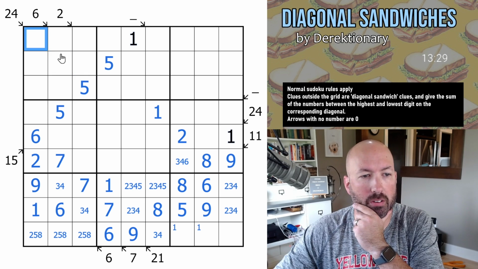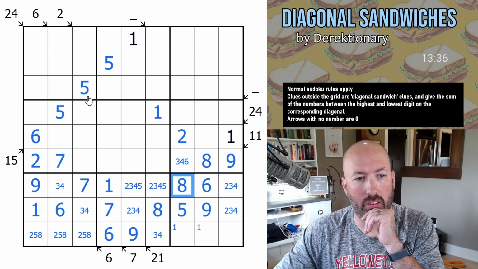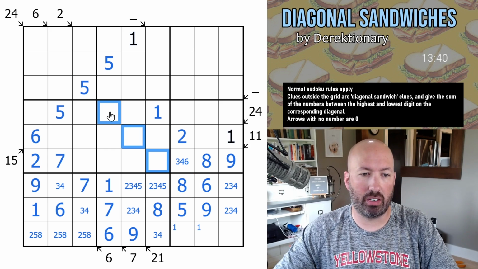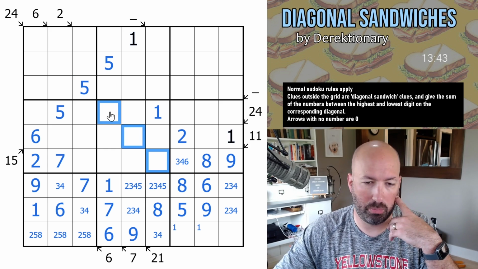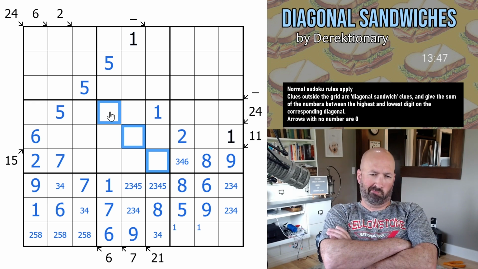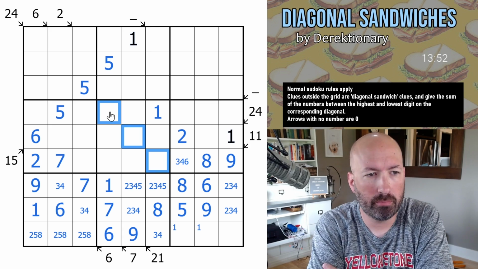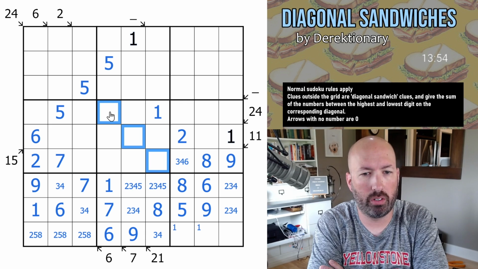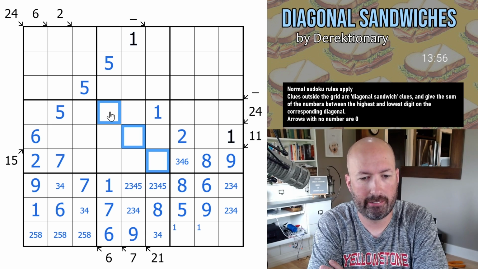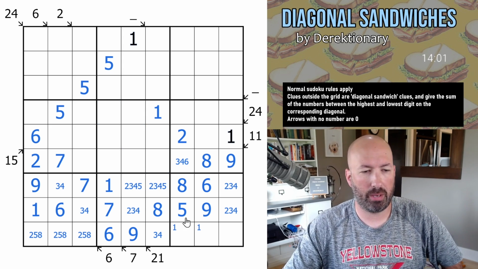Otherwise, if one of these up here is smaller than a 5, then the 5 would be part of this. This would be 13. And we would need 11 in here, which would be fine. I think that's doable. So the 24 isn't helping us much yet. Is there just some normal Sudoku that I need to do? Possibly.